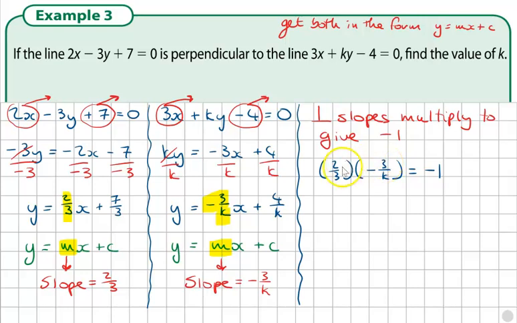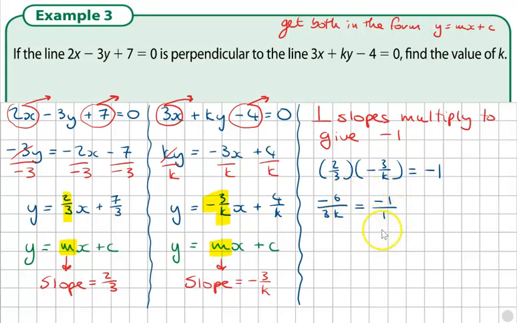And that's all going to be over 3 times k, which is 3k, because a number times a letter, we stick them together. So 2 multiplied by minus 3 is minus 6, and 3 multiplied by k is 3k. Now that's equal to 1, and I'm going to rewrite that as equal to minus 1 over 1. I want to change the minus 1 into a fraction, and you can change any whole number into a fraction by putting it over 1.